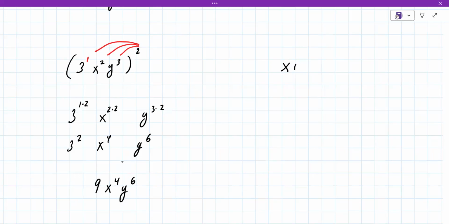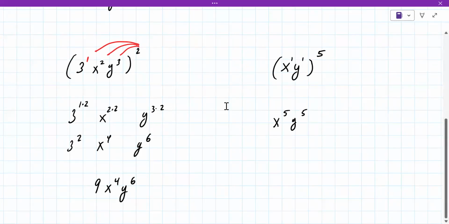What if x and y are written like this? What is the exponent that's unwritten here in each of these? 5x y5. Right. There's really a 1 there. And so it's x to the 5, y to the 5. Okay. So let me have you try one on your own here.